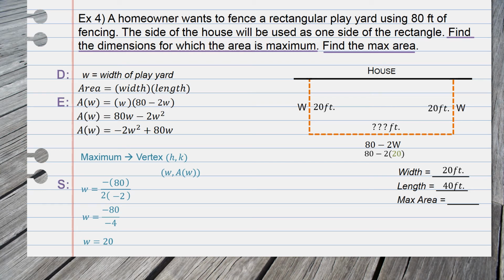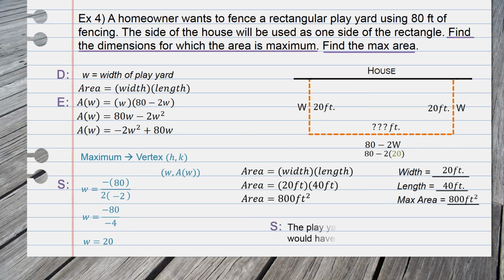So we have now found the dimensions of this play yard, but we still haven't quite found the max area. Well, remember, the area of a rectangle is the width times the length. Do we know the width? Yes. Do we know the length? Yes. So the area equals 20 feet times 40 feet. And when you multiply, you will find the area equals 800 square feet, which means we have found the max area. Since we have found all the solutions, now we want to summarize and write our sentence. The play yard would be 20 feet by 40 feet and would have a max area of 800 square feet.